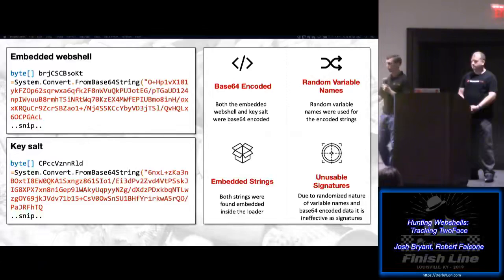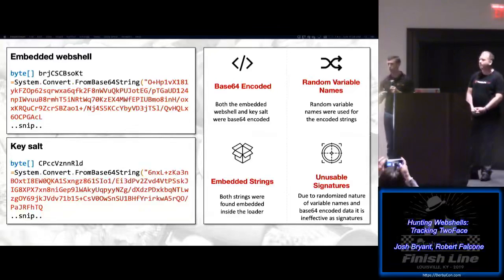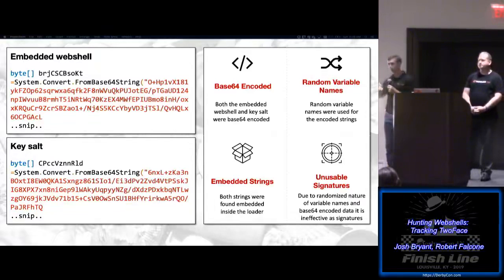So why do they do this? Why did they have this multi-layer web shell? Well, the loader itself is highly obfuscated. It's pretty hard to detect with signatures, and endpoint protection tools have difficulty detecting this, because they're using random names, lots of encoding, encryption, all that stuff. So how did we go about tracking this stuff?